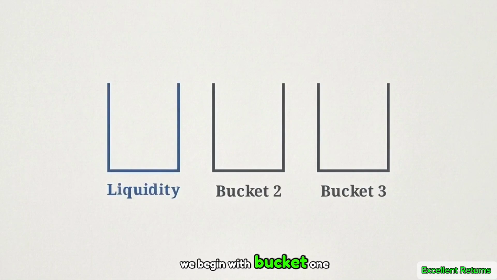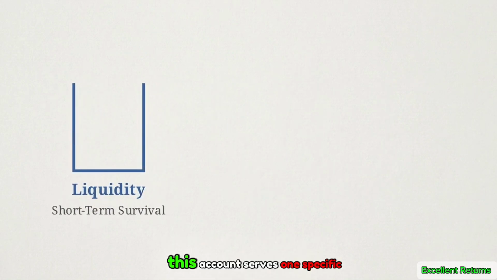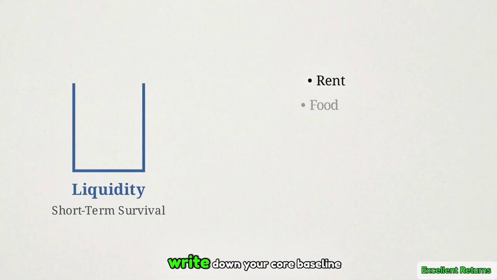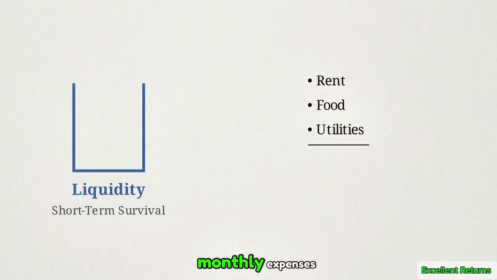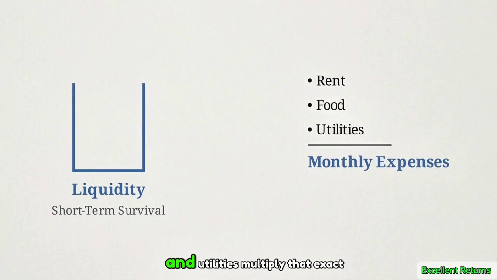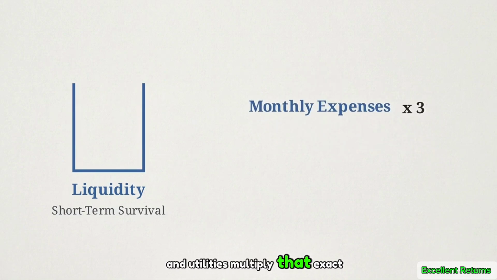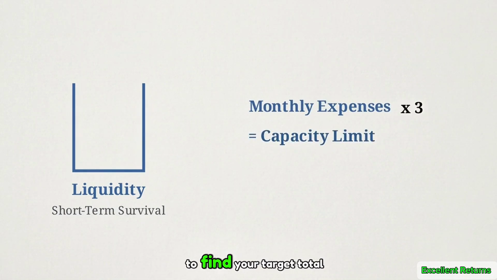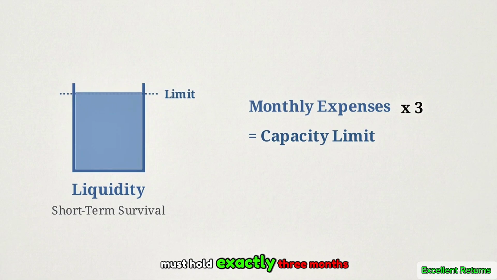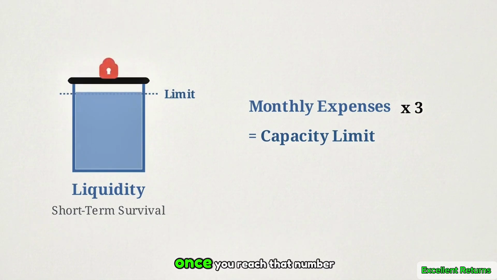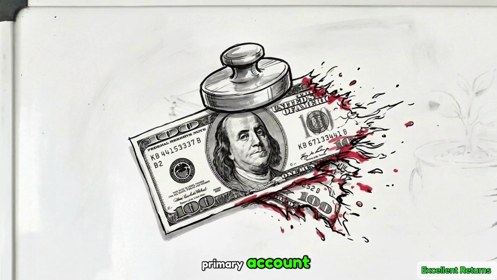We begin with bucket 1, your liquidity. This account serves one specific purpose: short-term survival. Write down your core baseline monthly expenses, your rent, food, and utilities. Multiply that exact number by 3 to find your target total. This specific account must hold exactly 3 months of expenses. Once you reach that number, the bucket is full. Any cash sitting in this primary account above that calculated target is actively losing purchasing power to inflation.